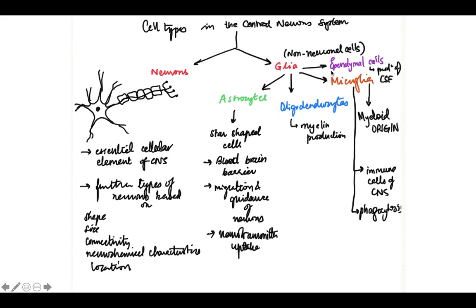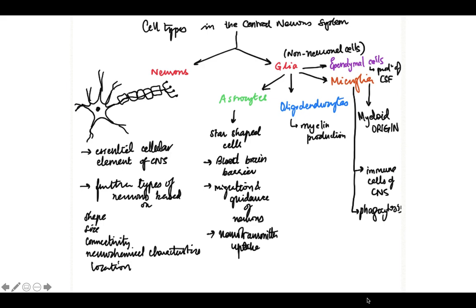And the fourth category that I want to talk about today is ependymal cells. These are the cells that line the ventricles in the brain, and they are mainly present for the production of cerebrospinal fluid. And that's it for today's video, just to give you a brief description of the cell types available in the central nervous system.